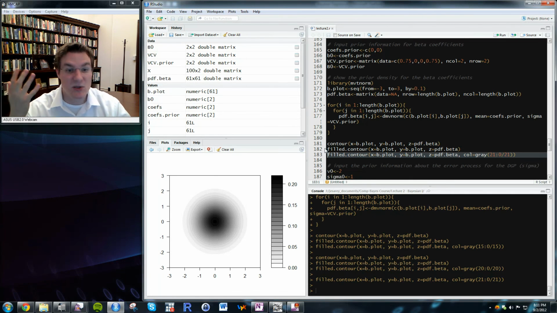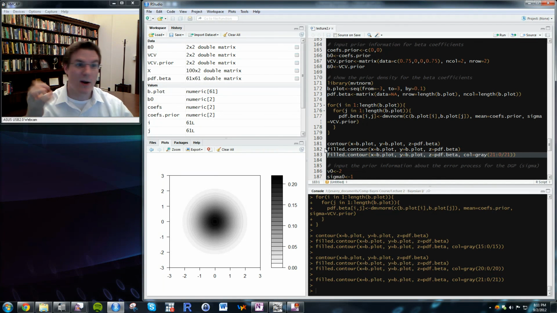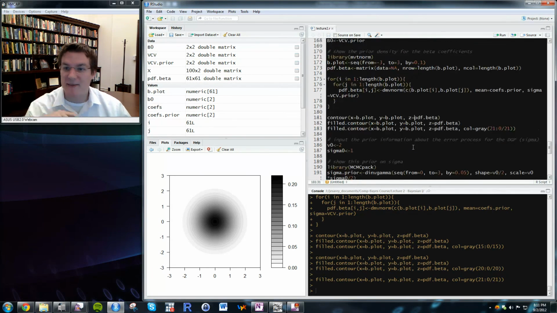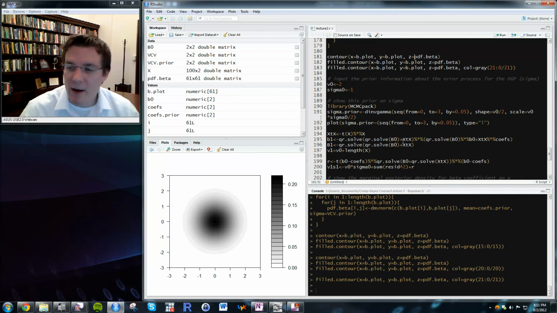So now I'm less certain about where these betas are in advance. So that's what my prior looks like for beta. I can just write it down and specify it. What about my prior for the error, the degree of variance in the data generating process, or sigma?